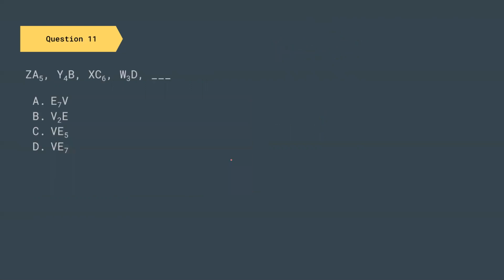Now let us look into this question. I chose this question because this question is a little bit ambiguous, and instead of selecting the correct answer, you have to eliminate all the wrong answers. So now let us look into the series that we have. We have A, then 5, then Y, then 4, B, and then X, C, 6, and then W, 3, D, and then we have a blank.